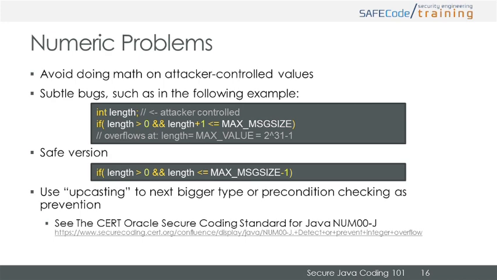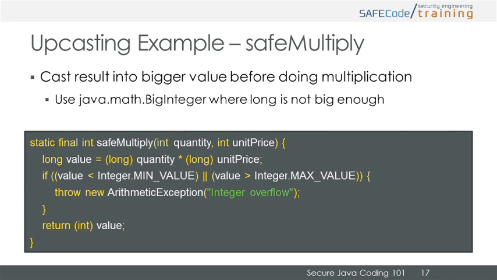If avoiding doing math on attacker-controlled inputs is not possible, we have to do precondition checking or cast the type up to the next larger integer type. In the likely event that you have to deal with truly large numbers, the arbitrary precision big integer class can be used to avoid any overflow problem. On this slide, we've created a safe version of our shopping cart example from before, using upcasting.